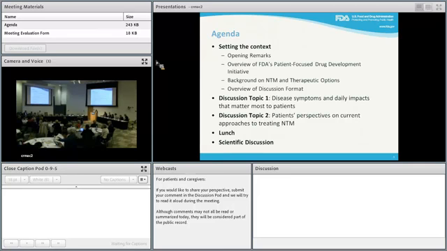Then we'll break for lunch, and then in the afternoon we have a scientific workshop with some really great experts in the field that will be presenting a range of presentations on NTM lung infections and the epidemiology and clinical trial design and so forth. So it should be a very interesting discussion.